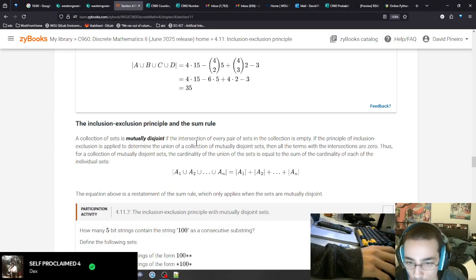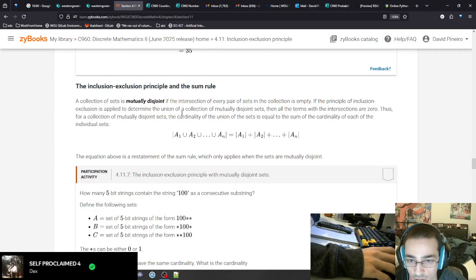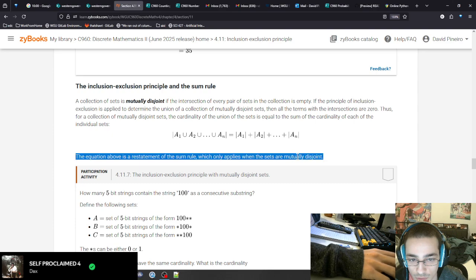So they're saying that if the collection of sets is mutually disjoint, so all their intersections in any way are empty, if none of them intersect, then you just add them all up. So that's okay.